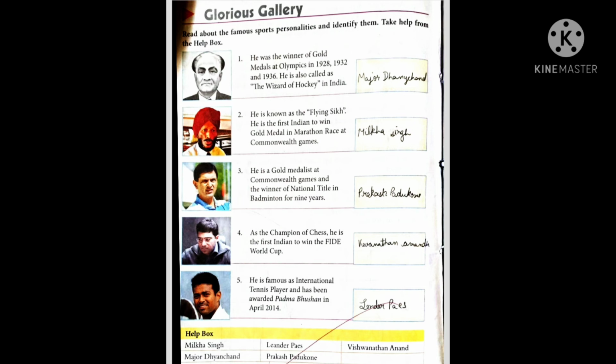Next, fourth, as the champion of the chess, he is the first Indian to win the FIDE World Cup. Viswanathan Anand. Fourth answer is Viswanathan Anand. Fifth, he is famous as international tennis player and has been awarded Padma Bhushan in April 2014. He is Leander Paes. Leander Paes, famous tennis player.